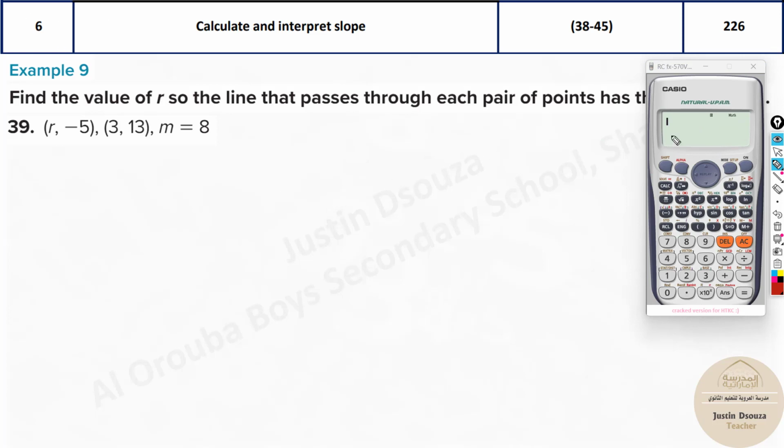It's an MCQ, just choose the correct answer. We will do this one as well over here. I'll write the formula again, very important. m equals (y2 minus y1) by (x2 minus x1). So here m is given as 8. This is x1, y1, x2, y2. y2 is 13 minus y1, which is minus 5. So use a bracket, there are two minus here, divided by x2, which is 3 minus r.